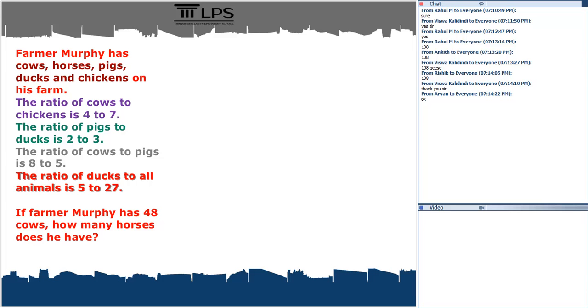I will give you a small hint initially. This is how you should start the problem. It says cows to chickens is 4 by 7, so 4 divided by 7. I already know the number of cows is 48. So I can take it in the same proportion and say 48 divided by chickens, and solve for chickens.